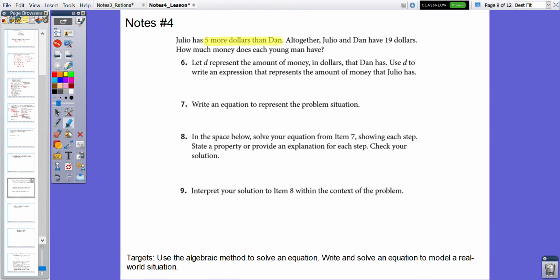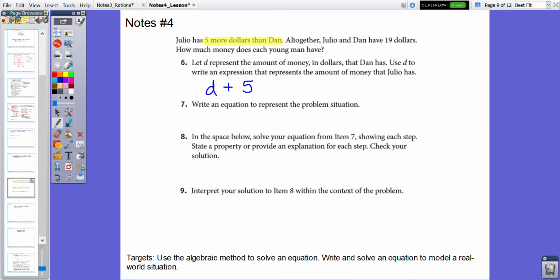So for question 6, it says let D represent the amount of money in dollars that Dan has. And we're going to use that to write an expression that represents the amount of money that Julio has. So if he has 5 more, that means we're going to take what Dan has, which is D, use my pen here instead of my highlighter. And if it's 5 more, that means we're going to add 5 to it. Okay?